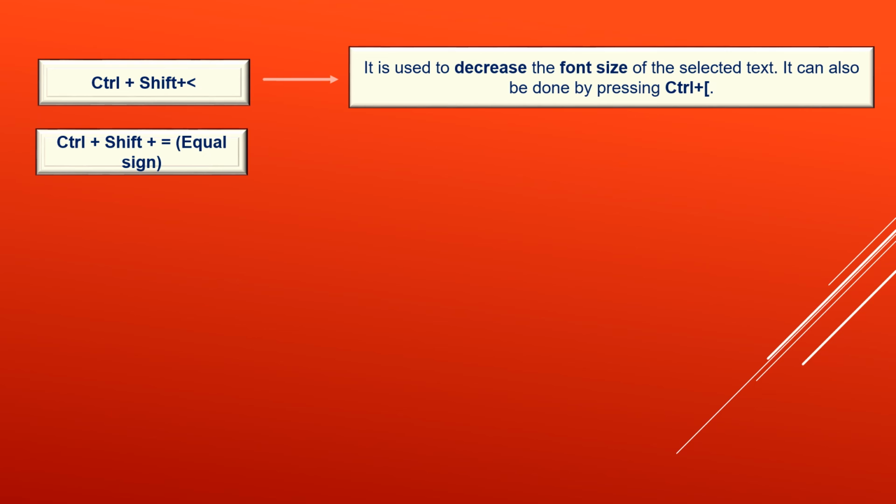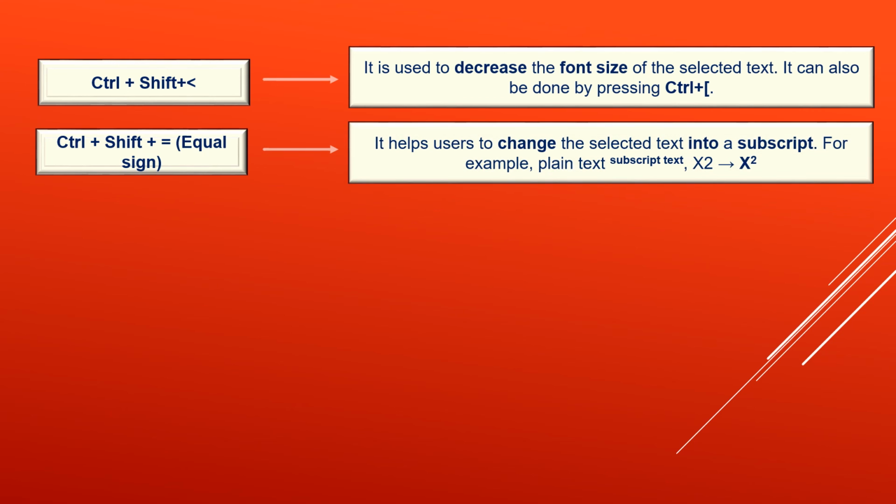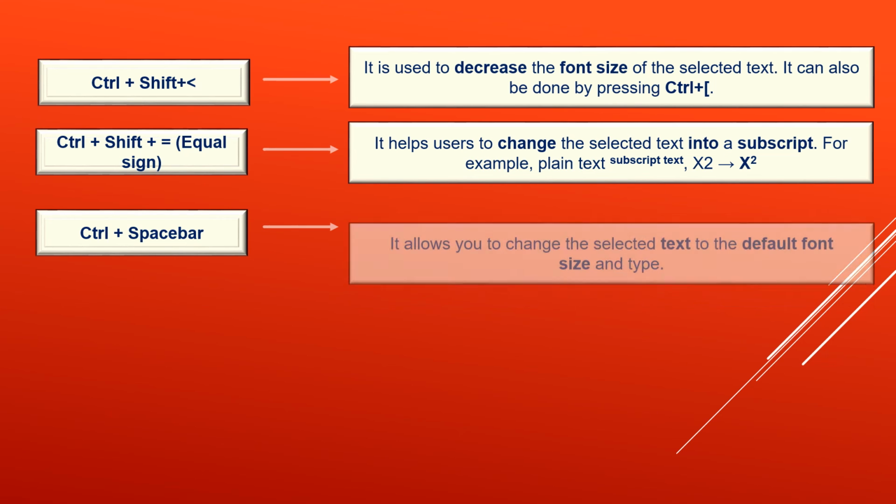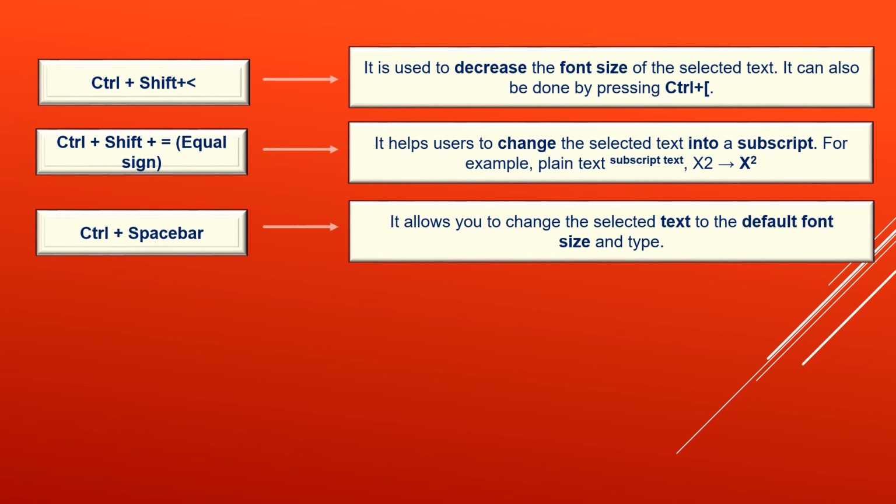Ctrl plus equal sign. It helps users to change the selected text into a subscript. For example, plain text, subscript, x2, x squared. Ctrl plus spacebar. It allows you to change the selected text to the default font size and type.